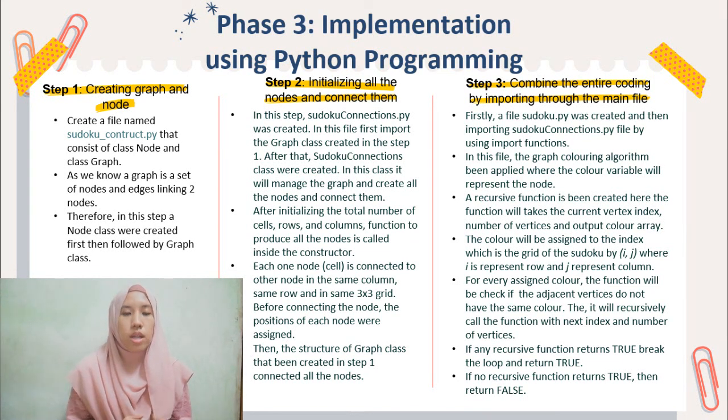In this step, we are creating the Sudoku connection file. In the Sudoku connection file, all the nodes are linked to create a graph of the Sudoku. Step 3 is to combine the other 2 files into the main Sudoku file, which is Sudoku. In this file, we are implementing the graph coloring algorithm as outlined in phase 2.